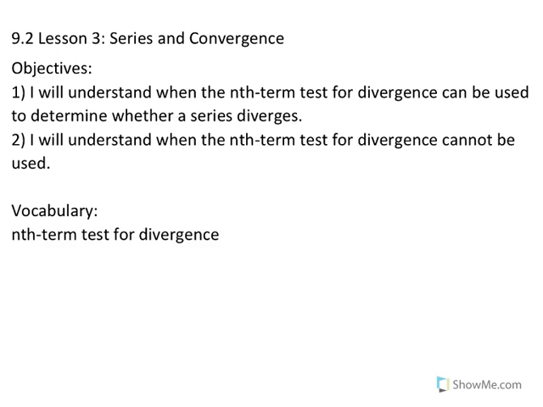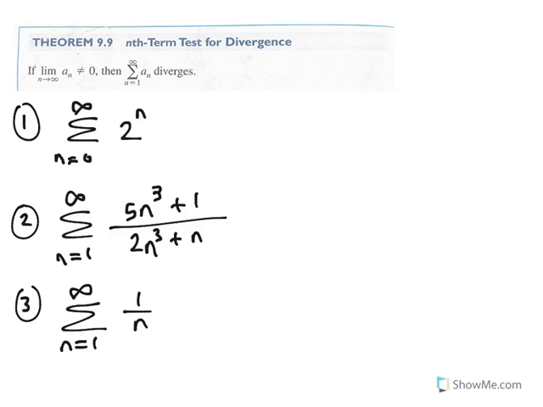We want to conclude this lesson by looking at a couple of examples for our two objectives about using the nth term test for divergence. So for the three series that we're looking at, the question that we have is, does the series converge or does it diverge? So we're going to apply the nth term test for divergence to conclude that the two series for 1 and 2 will diverge.